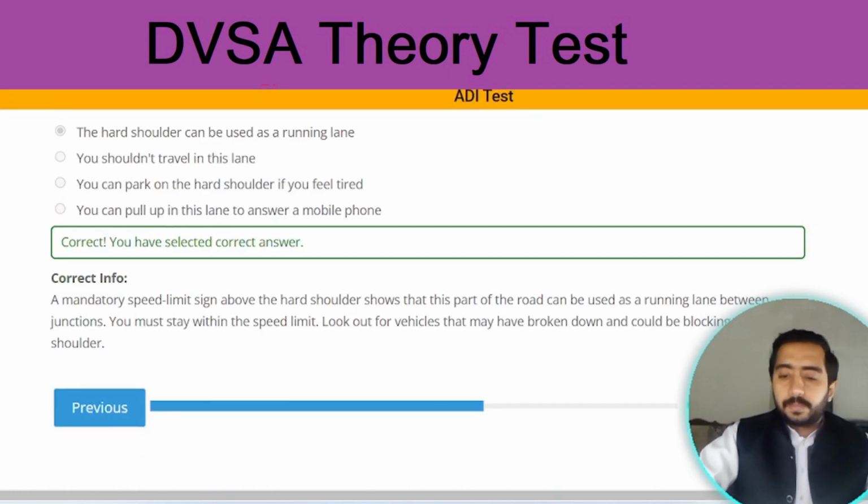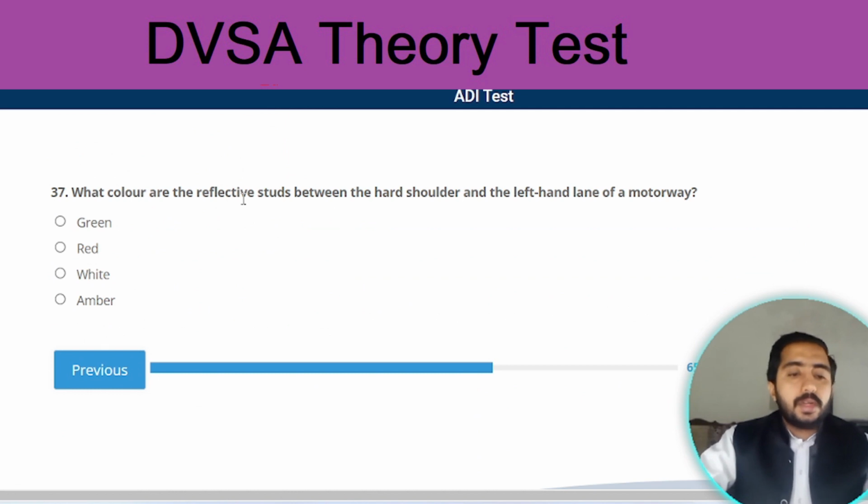Next question. What colors are the reflected studs between the hard shoulder and the left-hand lane on a motorway? The correct option is red.